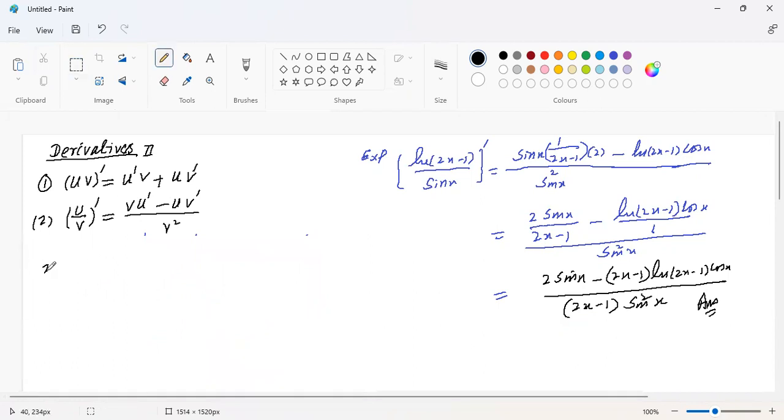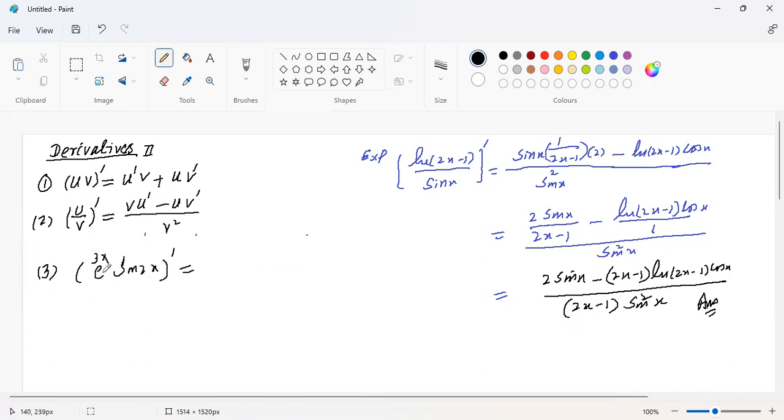Say the third example, and keep in your mind, I'm taking the most important examples. Number three, e raised to the power 3x into sine of 2x. This is a very common and very important example. The derivative, uv formula, you want to find its derivative. But how to do this?